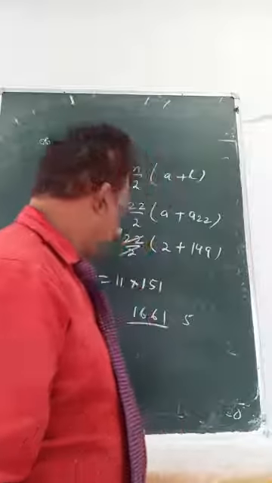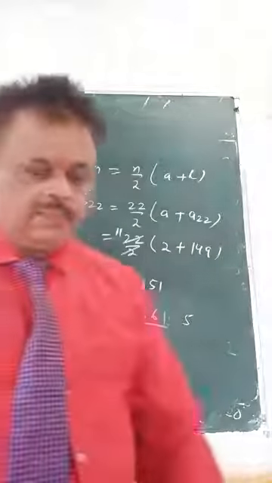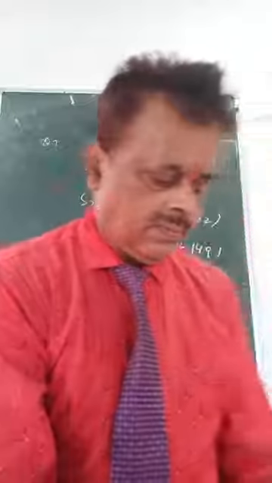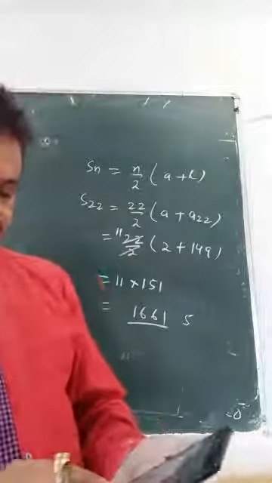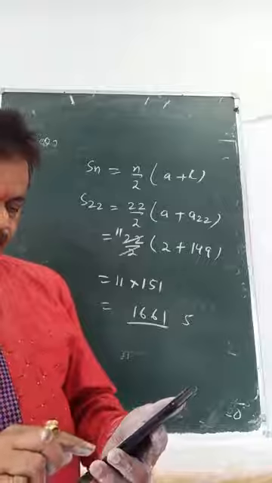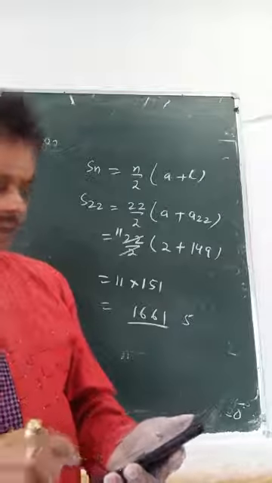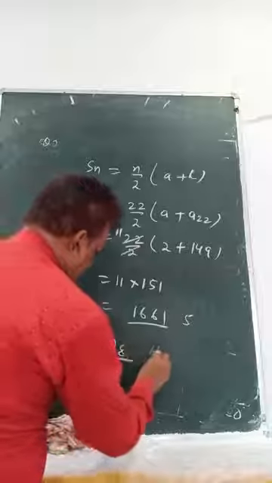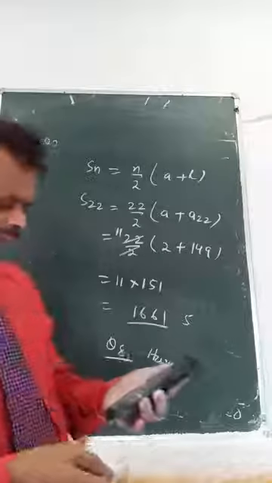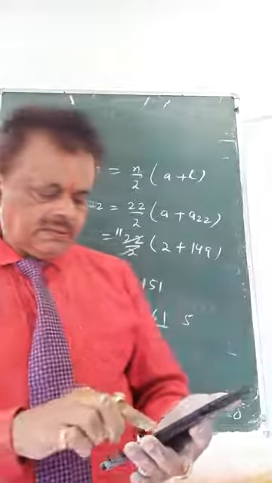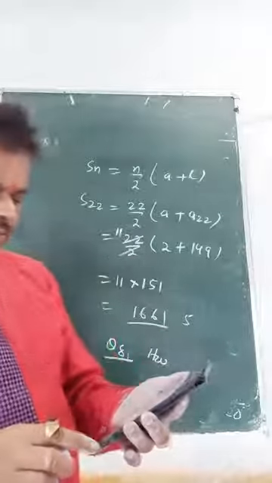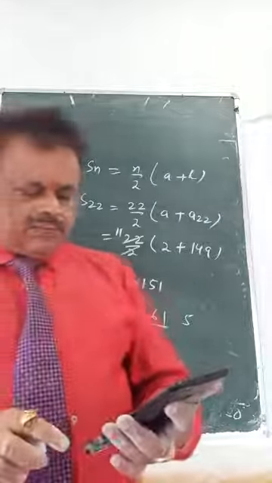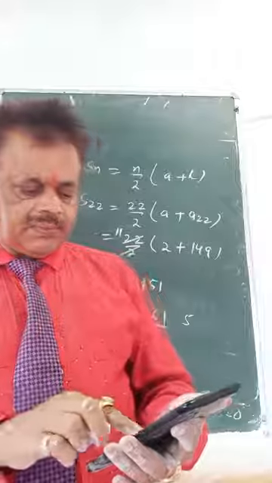Okay. So question number 8 is homework, same method. See question number 9. Find the sum of first 7 terms of AP.